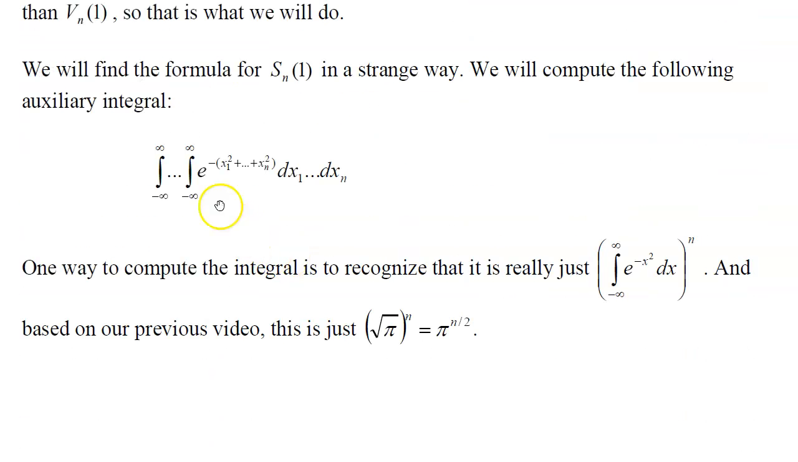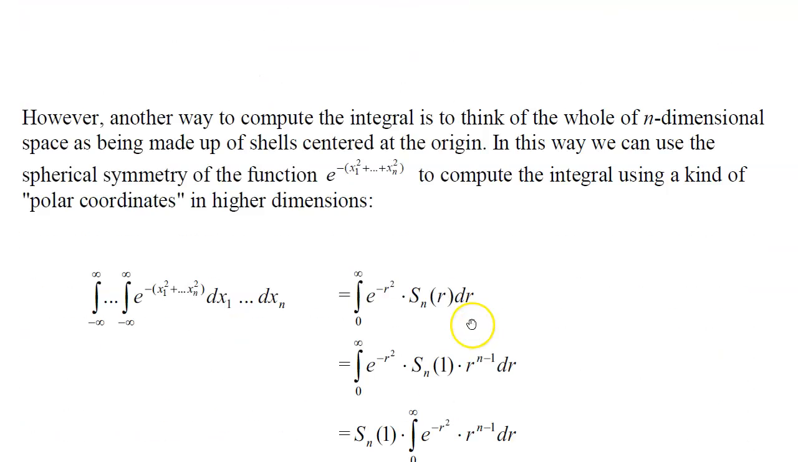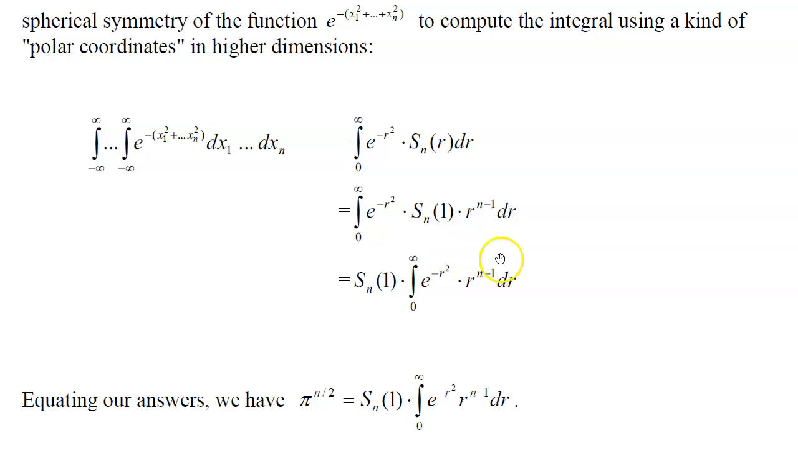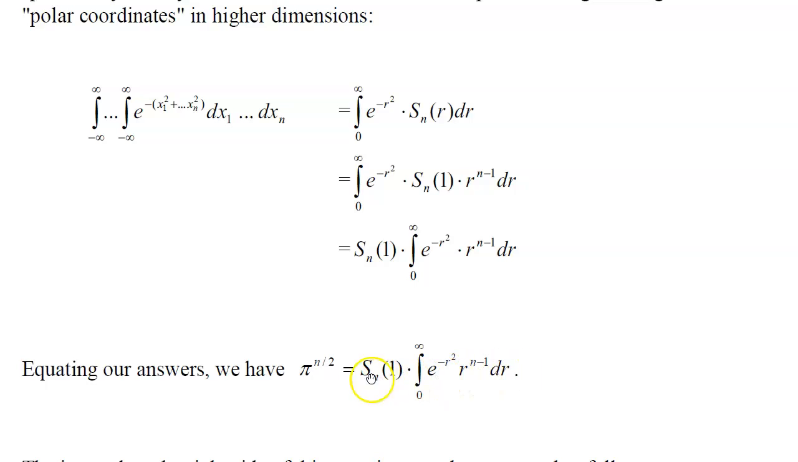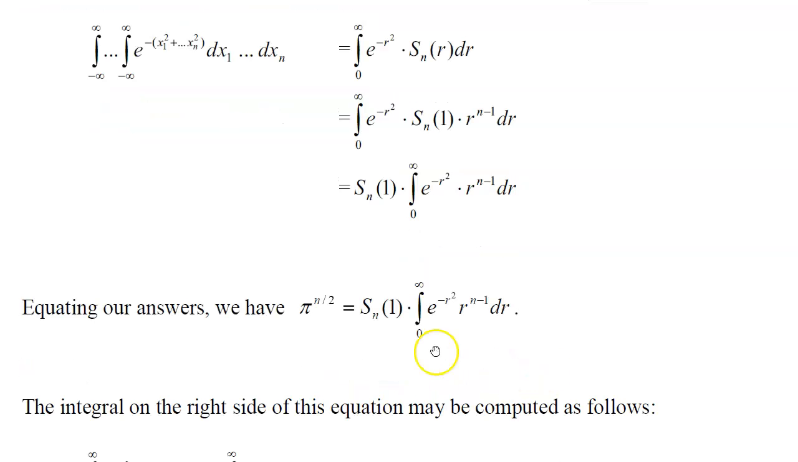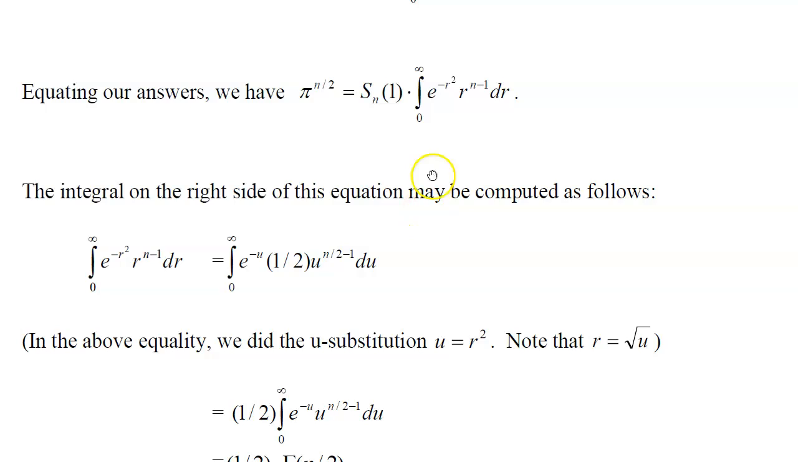Notice, equating our answers: one way of calculating this integral, we got that it was pi to the n over 2. Another way of calculating that same integral, we got this. So pi to the n over 2 should equal s sub n of 1 times this integral. Now remember, we're trying to find s sub n of 1. The way we can find it is pi to the n over 2 divided by the value of this integral. Once we have the value of this integral, we'll have s sub n of 1, because it will be this divided by this. So what is this integral?